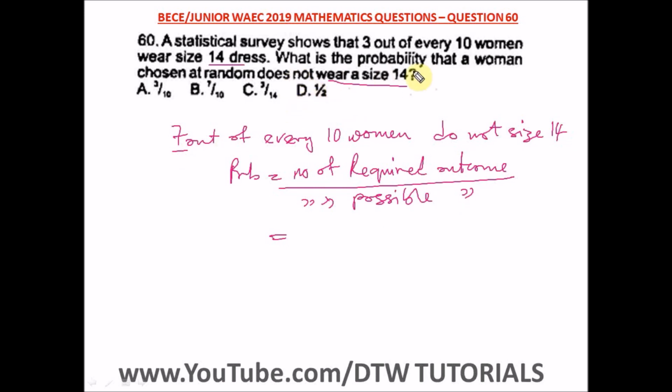We're looking for the probability that a woman chosen at random does not wear size 14. So our required outcome is 7, and our possible outcome is 10, which is the total women. So our answer is 7 over 10. This is our answer, because nothing can go into 7 and also go into 10, so we have to leave our answer as 7 over 10. And our right option here is option B.